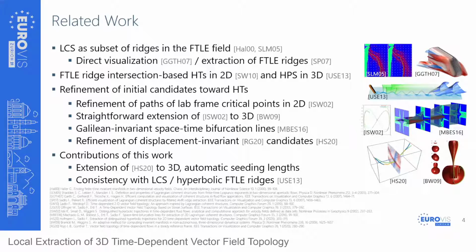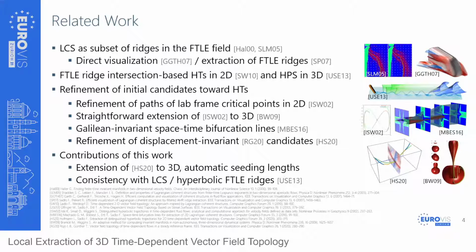This is why Sadlo and Weisskopf for the 2D case and Oeffinger and colleagues for the 3D case proposed to compute FTLE ridge intersections in single time steps and extract the hyperbolic trajectories and hyperbolic path surfaces by path line and path surface integration. The problem with that is that this integration is numerically unstable because in both forward and backward time there are repelling manifolds involved. Methods that overcome this avoid this integration altogether and use a refinement of initial candidates.